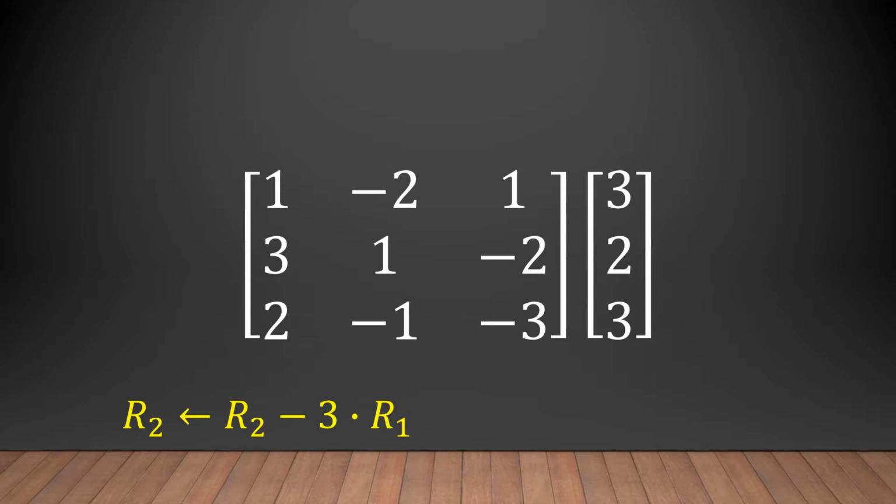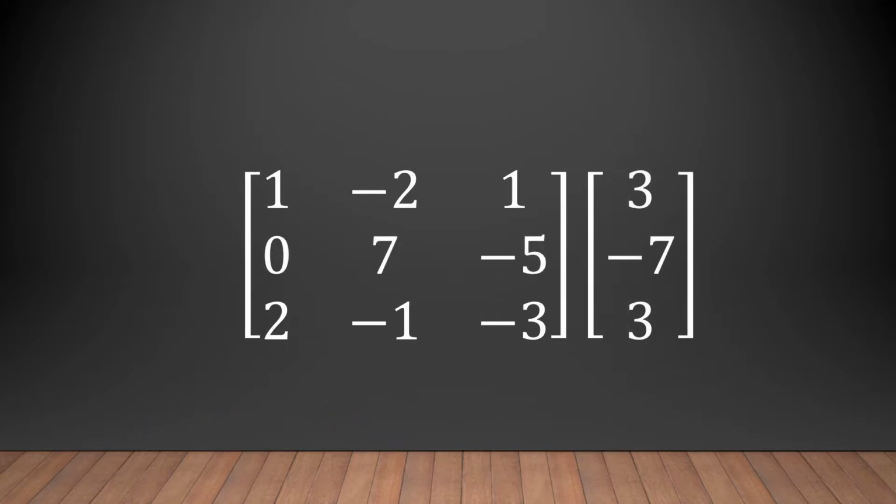Okay, so let's try that and see what we get. And indeed, that's what we got. We got a 0, which is what we want, in the first position, and then the consequences of that are that you get a 7 in the second position, a -5 in the third position, and in the column matrix you get a -7. So let's forge ahead, because this system works.